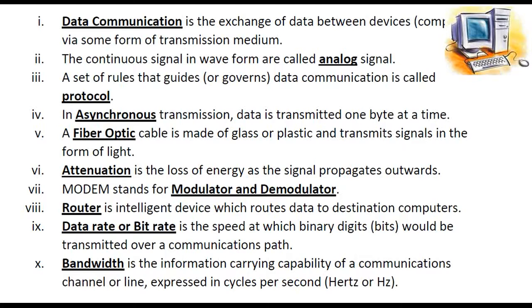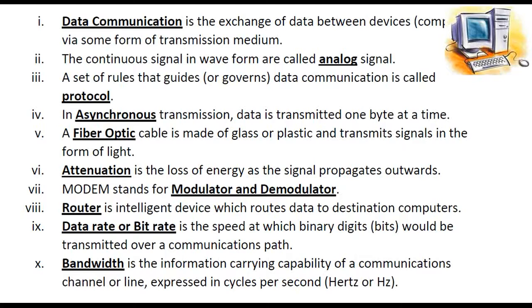The eighth fill in the blank says that dash is an intelligent device which routes data to destination computers. So router is actually a communication device, and it is more intelligent as compared to the hub or switch devices, and it is capable of performing the routing function. Routing means finding the best route from source to destination.